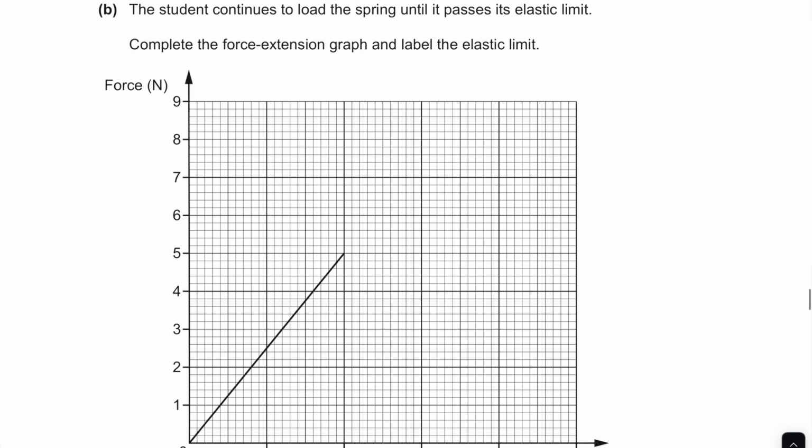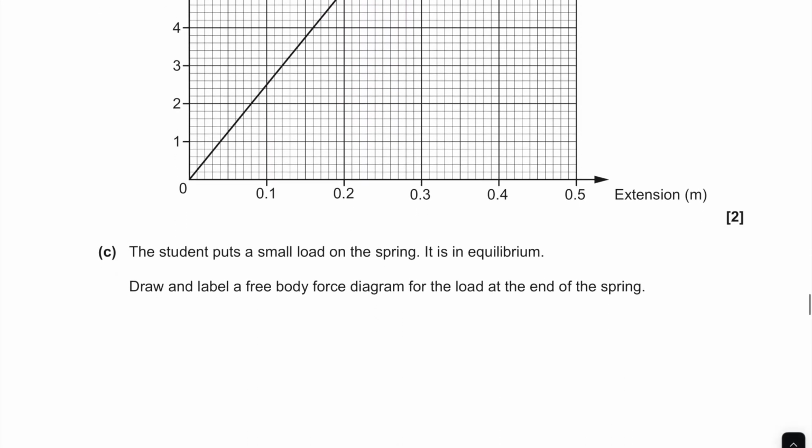Part B. A student continues to load the spring until it passes its elastic limit. Complete the force extension graph and label the elastic limit. So for this, remember that the elastic limit is where, if you remove the load, it would go back to its original length. Okay, and it's simply a slightly curved area before it reaches its plastic limit, so that will be E. Okay, and that's part B done.